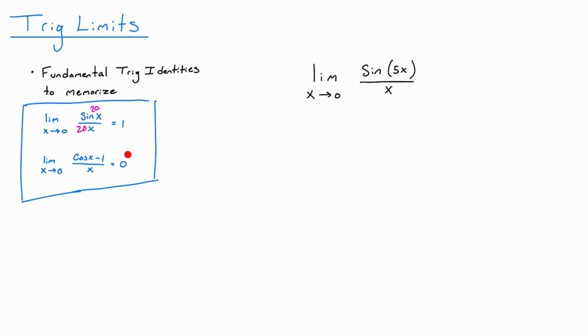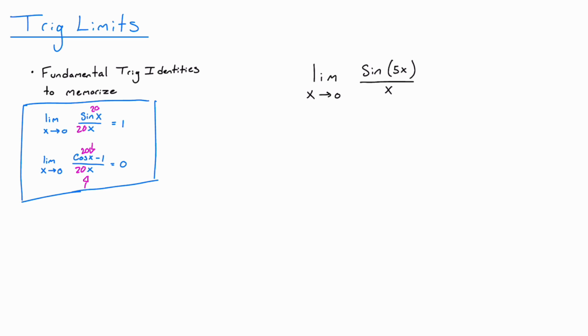That is equal to 0. And like the first one, this does not have to be x, and this does not have to be x. They just have to be the same. So this could also be cosine of 20x minus 1 and 20x in the denominator. So let's go ahead and take a look at this problem.